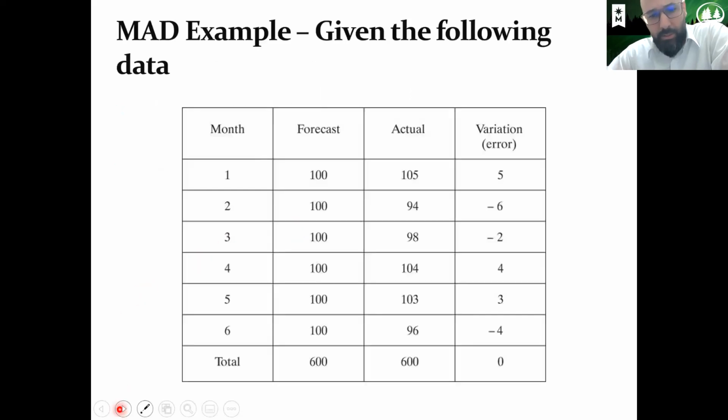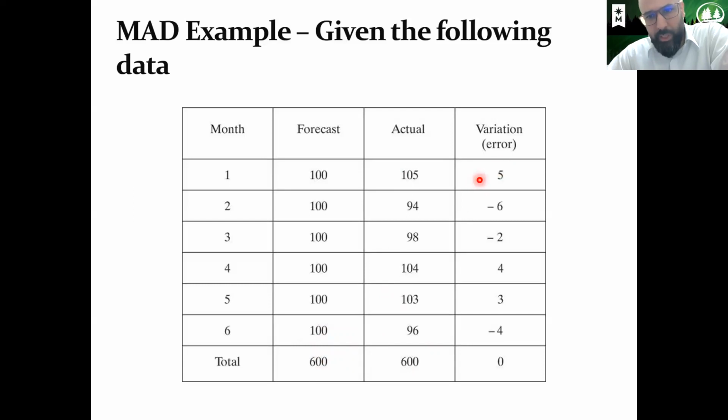So let's take a look here. We have a forecast of 6 periods. Each month we forecasted 100 units, or 100 customers to be served, a total of 600. The actual demand is 105, 94, 98, 104, 103, and 96. And the total actual demand is 600, which is great because we have matched the forecast.